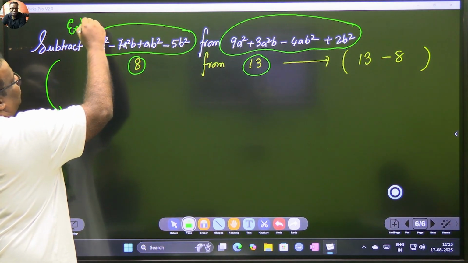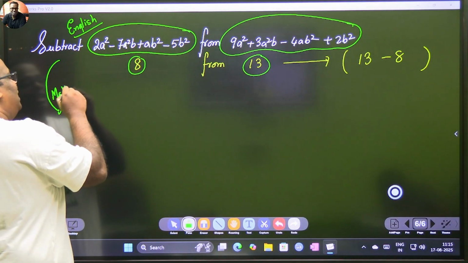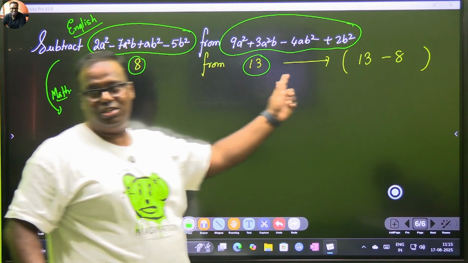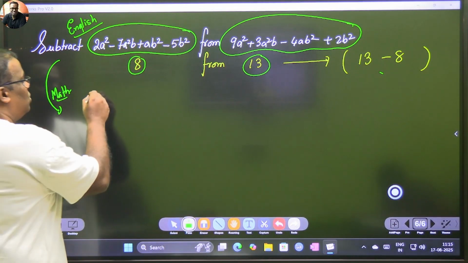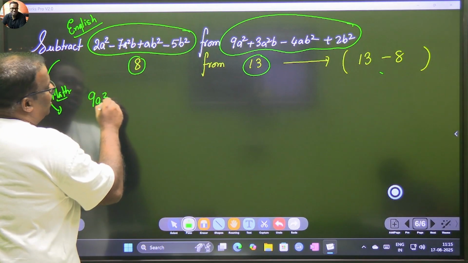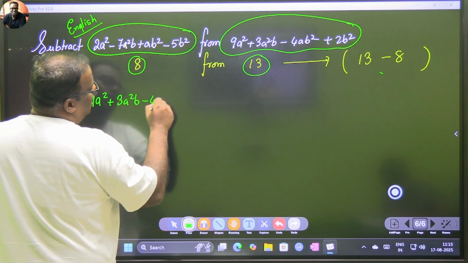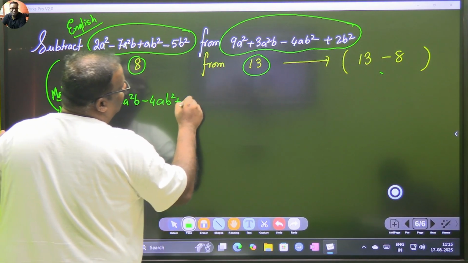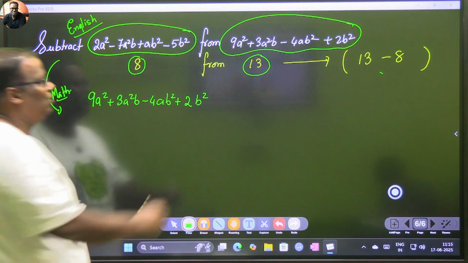And my English is very poor, okay? We have to bring this now to mathematics. I had given you this in English. This is the mathematics out of it. So let's do the mathematics part of it. So it should be 9a square plus 3a square b minus 4ab square. Yeah, I knew that, right? From here, we have to subtract.